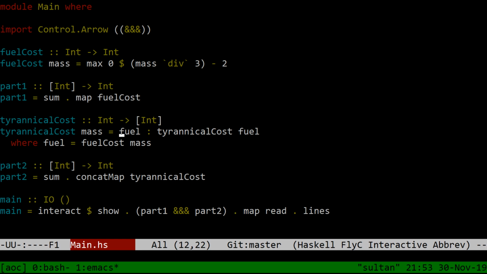the first attempt that I made to solve this problem was I wrote this thing called tyrannical cost, which took an int and returned an int. And it was recursively computing the cost of the current mass, calling that fuel, adding it to the result, and then recursively calling itself with the mass of the fuel. And it returned an int instead of a list of int, right? And so this actually did type check.